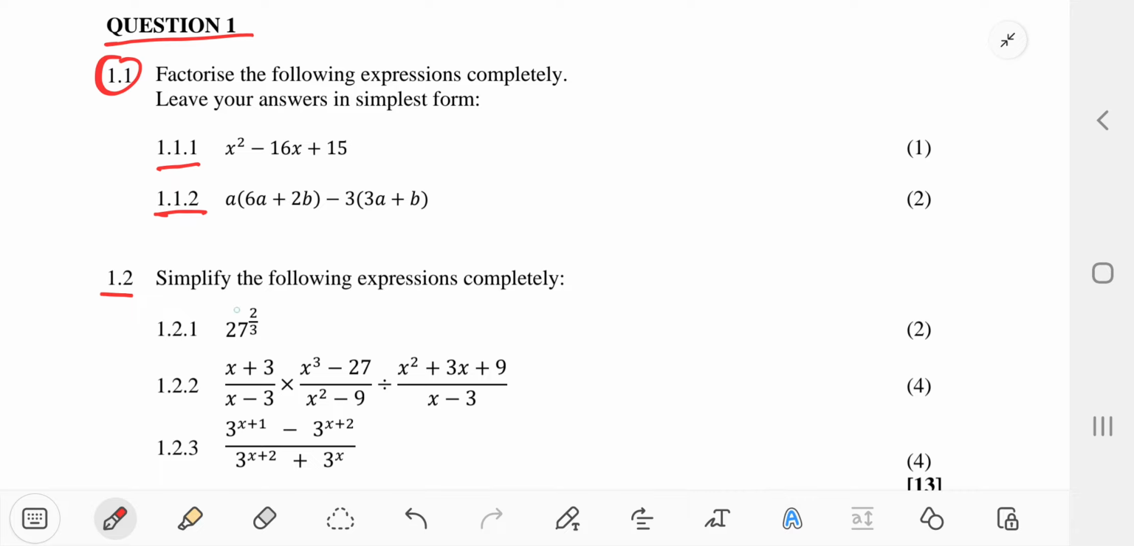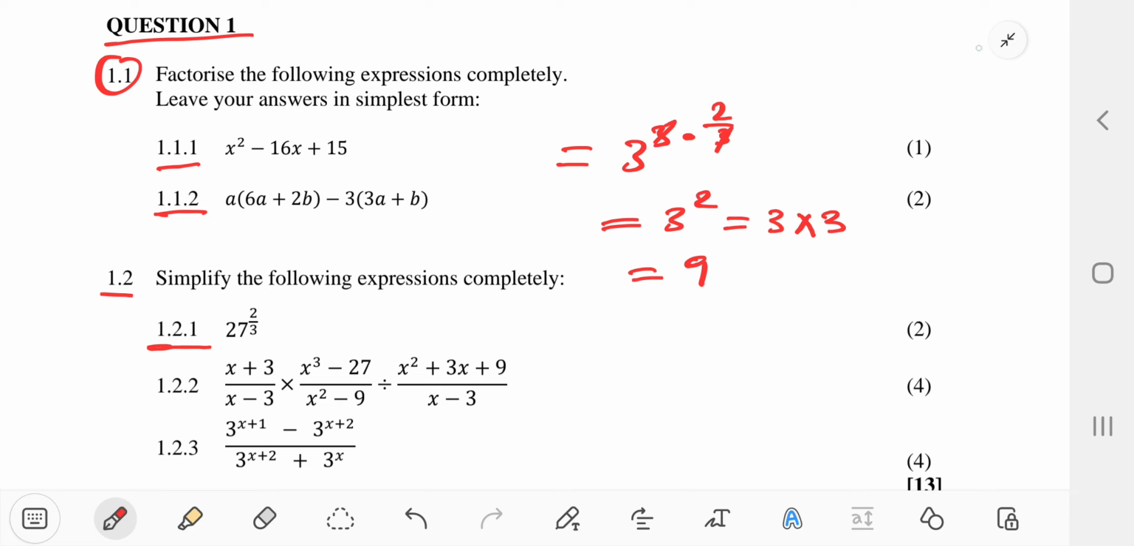1.2. Simplify the following expressions completely. We have 1.2.1, 27 to the power of 2 divided by 3. This is the same as 3 to the power of 3 multiplied by 2 divided by 3, right? Because 3 to the power of 3 is 27, this is (3 to the power of 3) to the power of 2 divided by 3. So 3 will cancel out with 3. We remain with 3 to the power of 2, and then we get 9, because 3 to the power of 2 is 3 times 3.